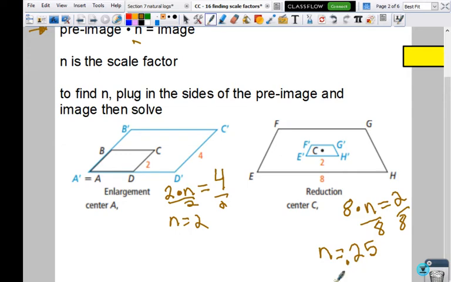So pretty simple. The hardest part is just making sure you have your distances on both pieces and make sure you match up the right sides.